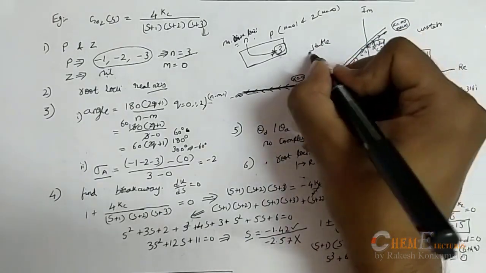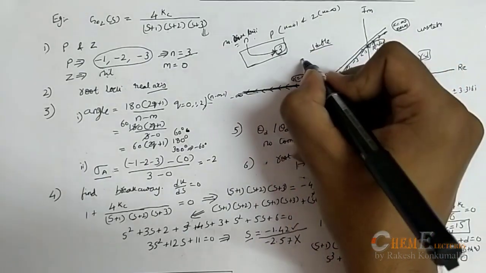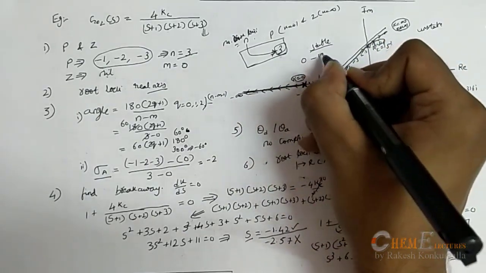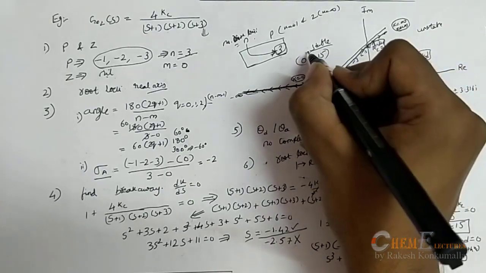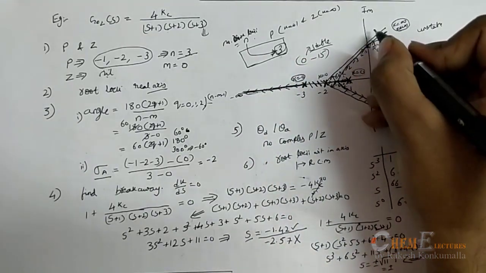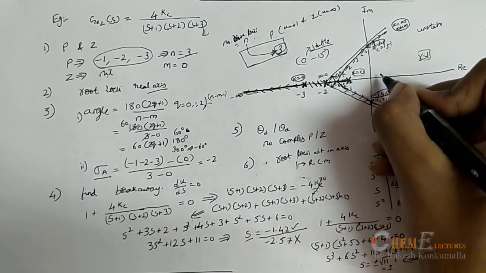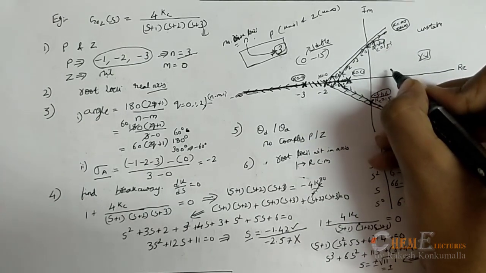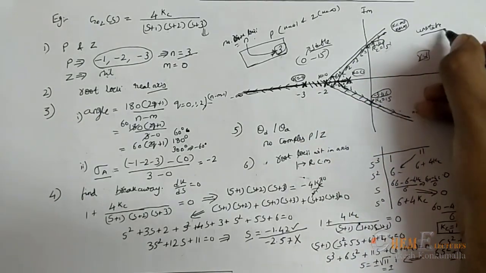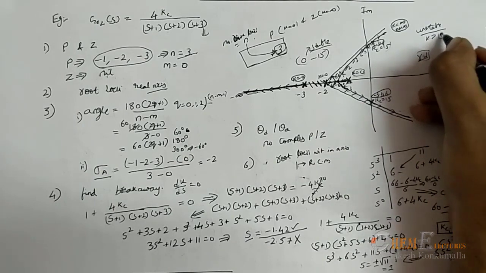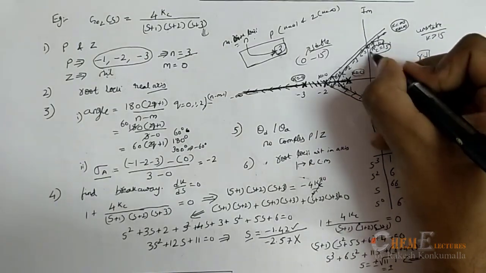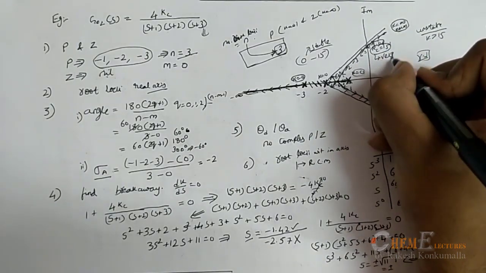So from here I can tell that for kc from 0 to 15 the system is stable, and beyond this axis towards the right half plane is my unstable region, kc greater than 15. And if kc is equal to 15, then I can call it the verge of stability.